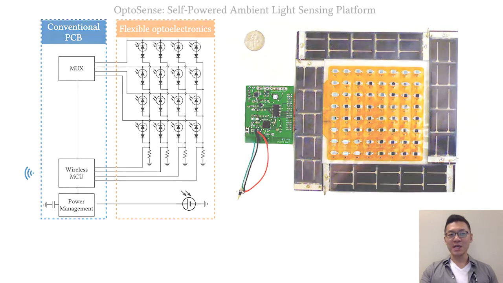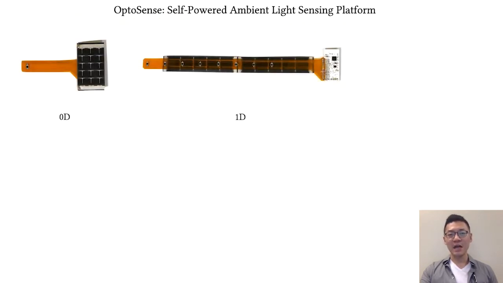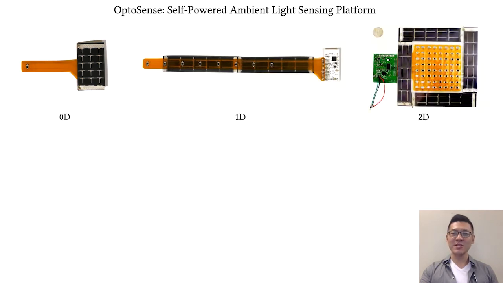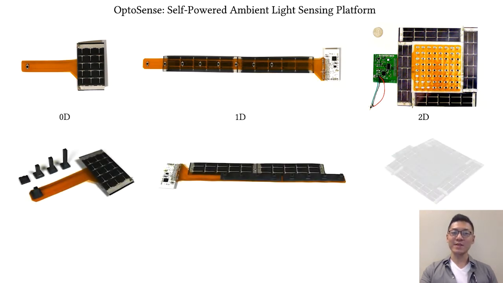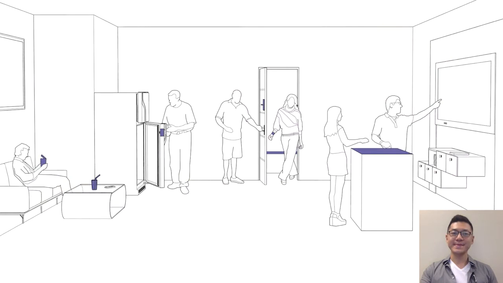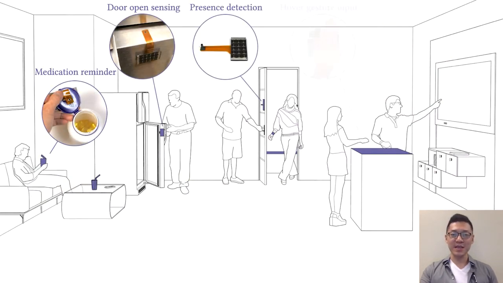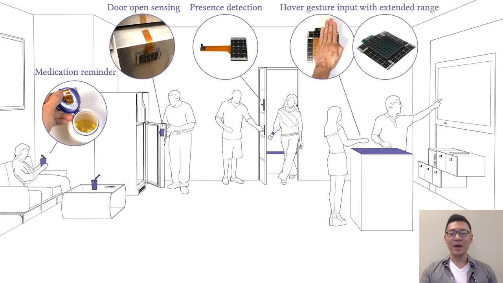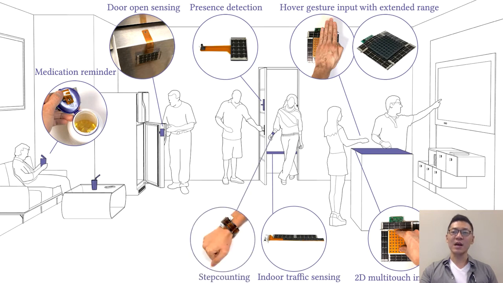It supports 0D, 1D, and 2D sensing dimensions that conform to complex surfaces with varying sizes. A 3D printed flexible optical mask is used to tune this field of view. All of these are self-powered by indoor ambient light. OptoSense enables a broad spectrum of applications, all achieved with onboard computation using low-complexity rule-based algorithms.